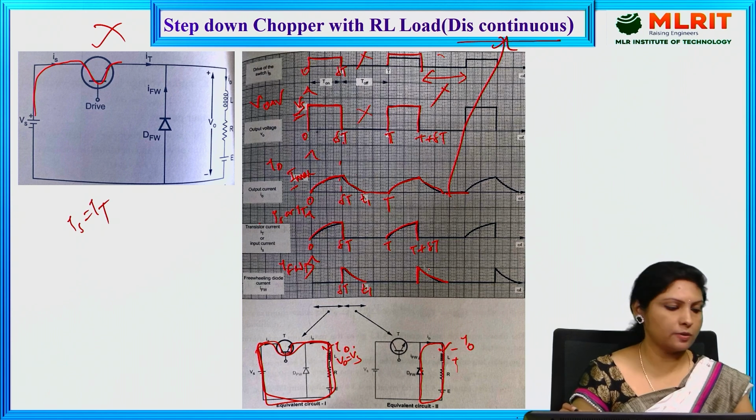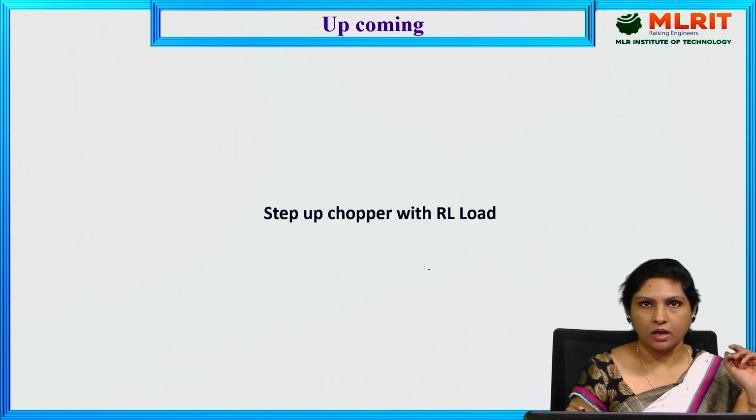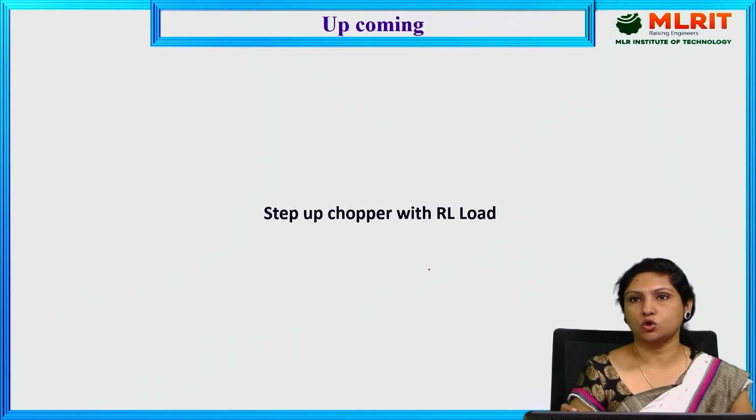And this is all about the step down chopper with RL load for discontinuous current mode of operation. And now step up chopper with RL load will be the next topic.